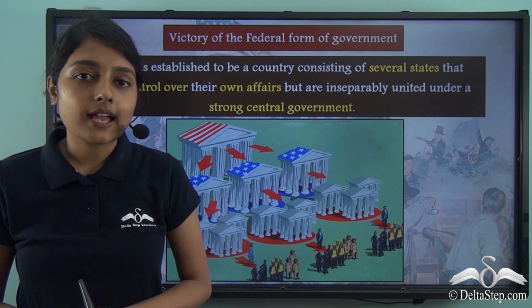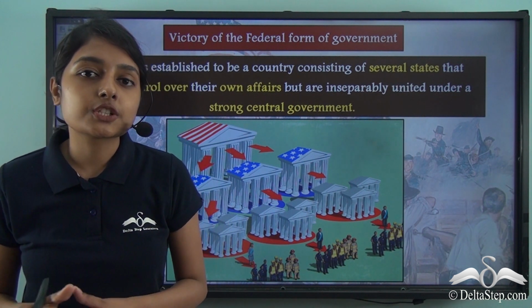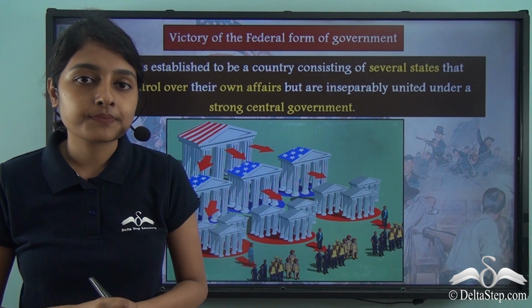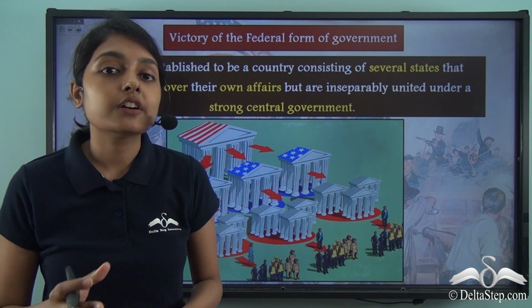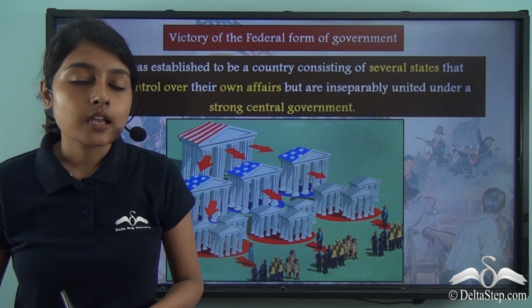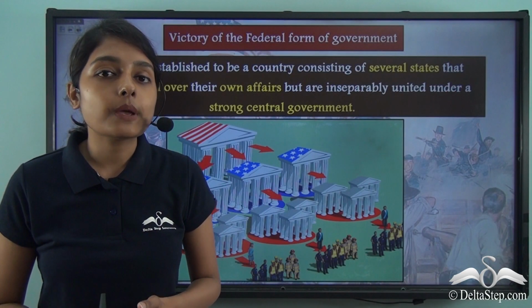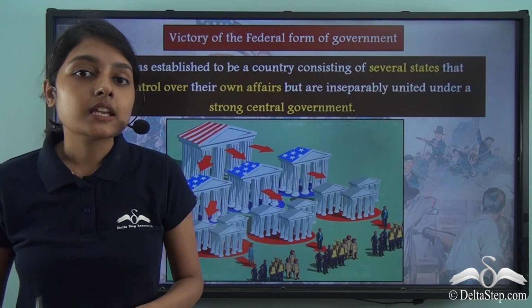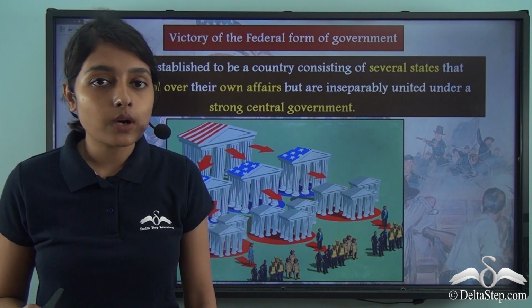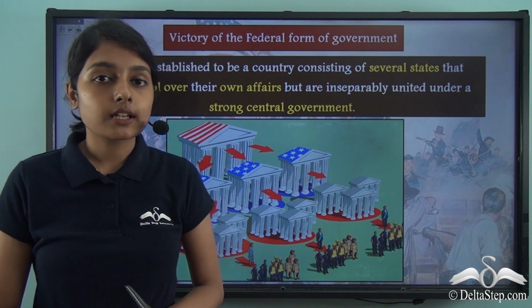We have learned that after America gained independence and established its own constitution, it became a federation, or it had a federal system of governance. Now, what does a federal system of government mean? You should remember that in a federal system of government, power is divided equally among the states on the one hand and the central or federal government on the other hand.